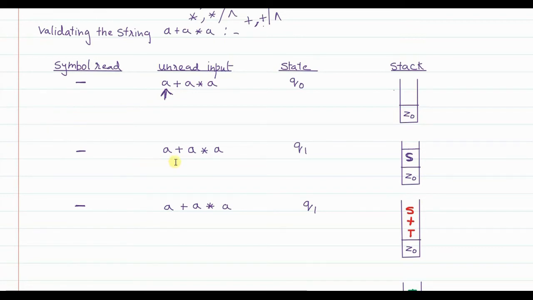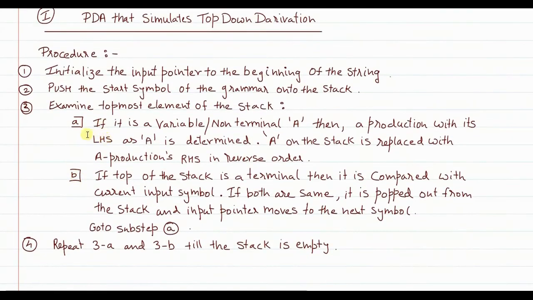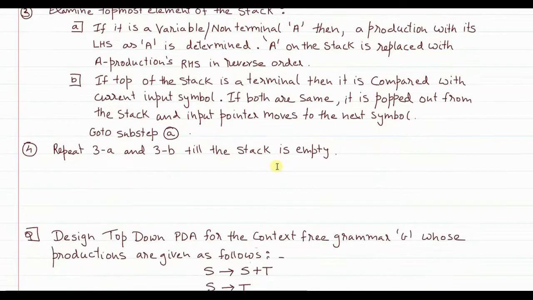You read the input string only when the topmost element of the stack happens to be a terminal. Otherwise, you don't read at all. Fine, so this is step number 2. Now step number 3 for validating says examine the topmost element of the stack. You need to examine who is there on top of the stack. If there is a non-terminal on top of the stack, say A, then you need to check whether there is a production in the set of productions. Then go to that A production and replace that A on the stack with the right hand side of the A production, of course in the reverse order.